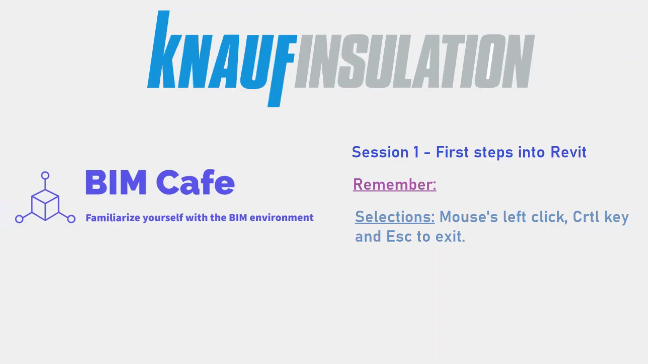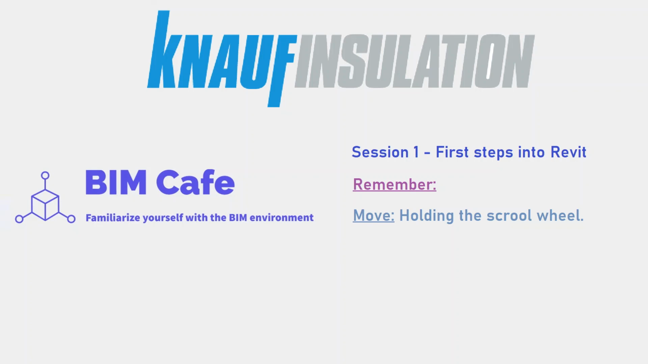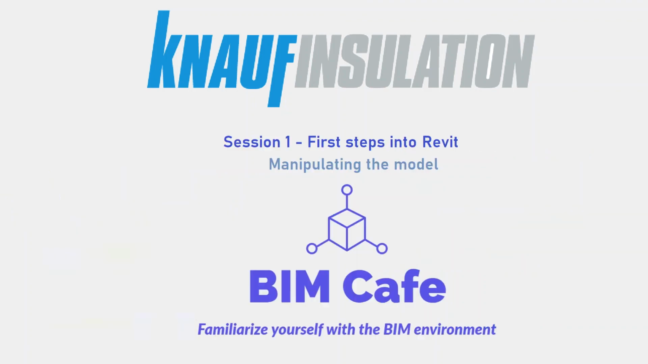So we learned how to create selections, change the view perspective in the Project Browser, zoom in and out, move the view plane and orbit around it. Now we should understand Revit's interface and how to manipulate basic elements and models. In BIM design, the space is three-dimensional, so we need to set our mindset to operate in these spaces.